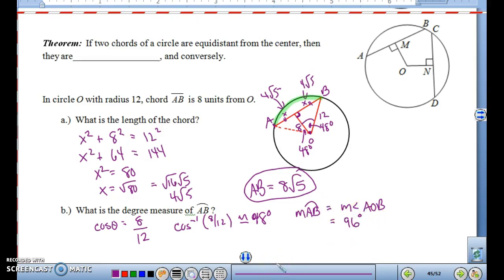So that is the chord, and it intercepts the arc that's created by the central angle there. So that would be 96 degrees. All right, so we've just learned theorems about tangents and chords, and we will be doing the last problem in class together in the next class.